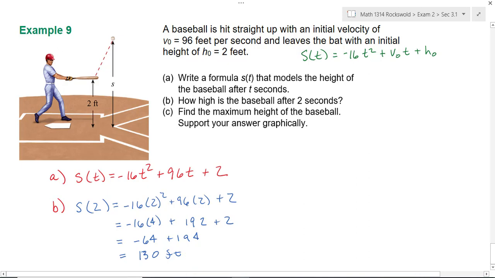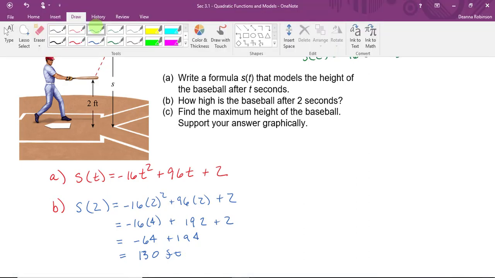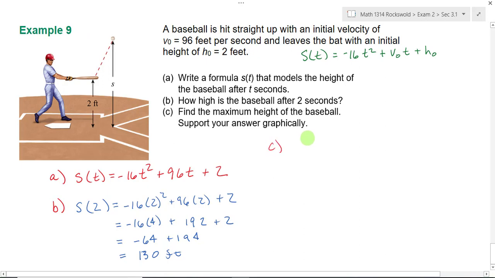Part C says find the maximum height of the baseball and then support your answer graphically. So the maximum height is found by looking at what? The vertex is how we get the maximum height. If this is our function right here, how do I find the vertex? A is negative 16, B is 96, C is 2. I don't really need the 2 for this.